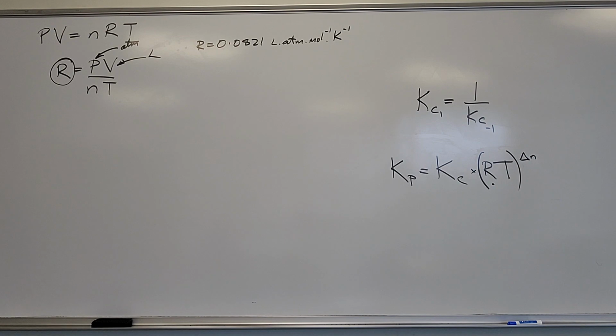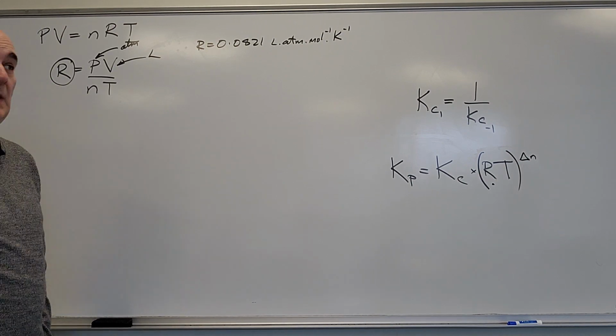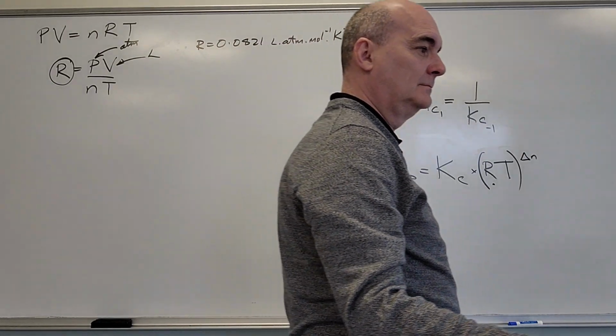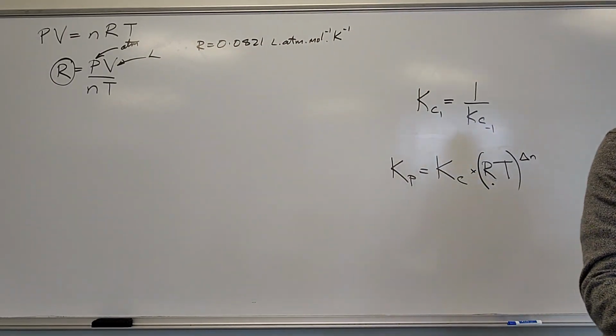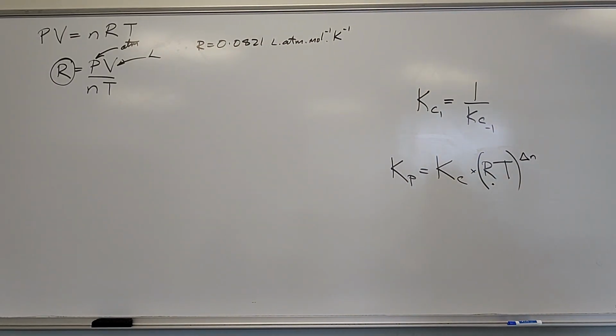But pressure's not always in atmospheres. Are atmospheres the SI unit for pressure? No, they are not. What is? Pascals are. And how many pascals are in an atmosphere? That's not the 101. It's 101,325. That sounds right. It's an ungainly number.